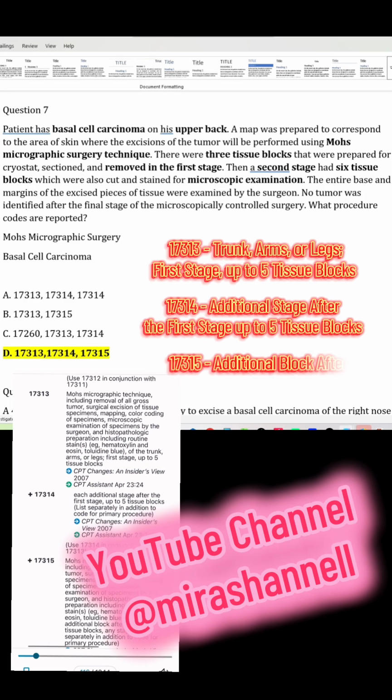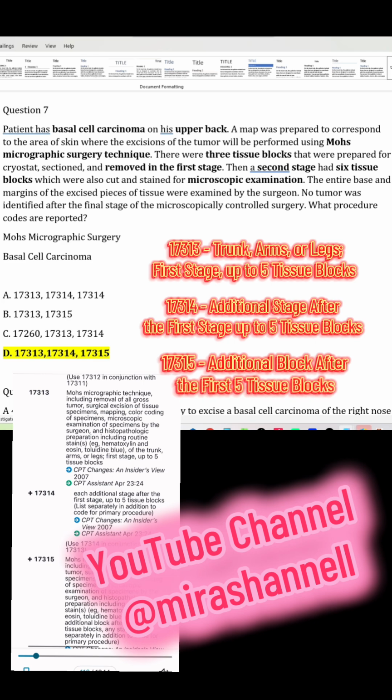first stage. Then a second stage had 6 tissue blocks, which were also cut and stained for microscopic examination. The entire base and margins of the excised pieces of tissue were examined by the surgeon. No tumor was identified after the final stage of the microscopically controlled surgery, where procedure codes are performed.